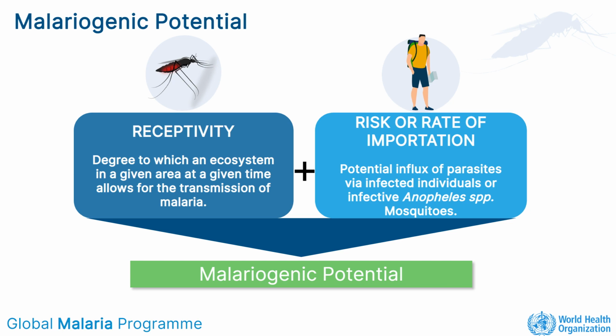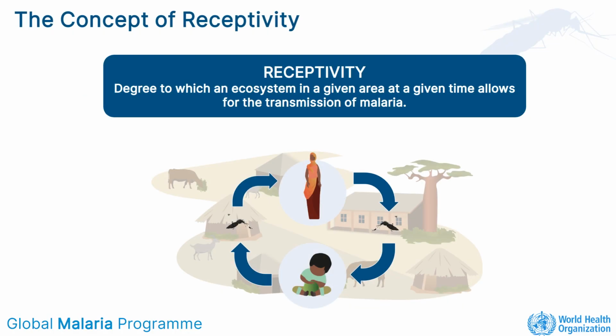But put a population of hungry mosquitoes together with a busload of malaria-infected visitors, and you will have malaria transmission. Let's review each of these 2 concepts and then their combination. We covered the concept of receptivity in Unit 4 on vector control, but we'll review it again here.